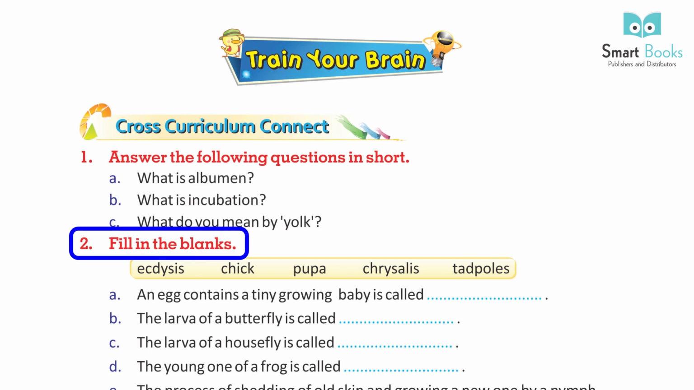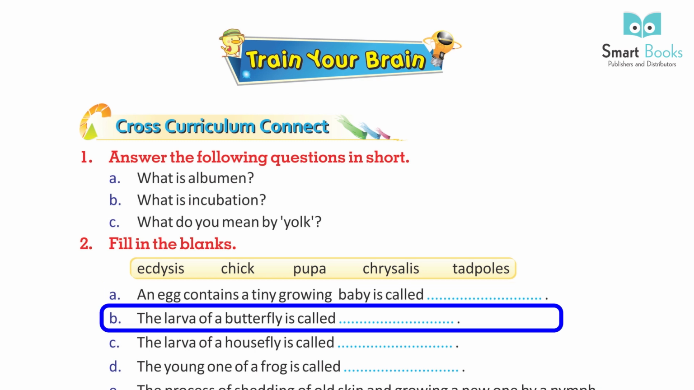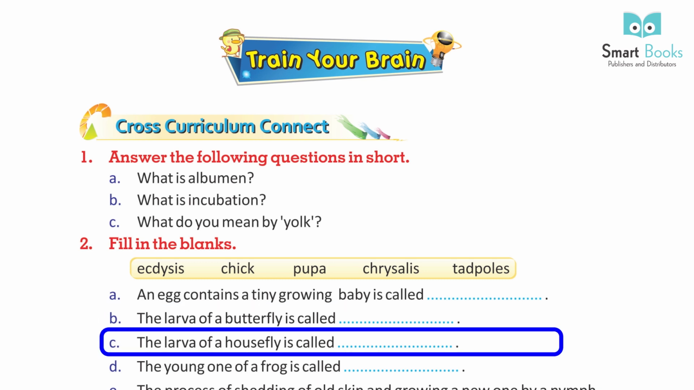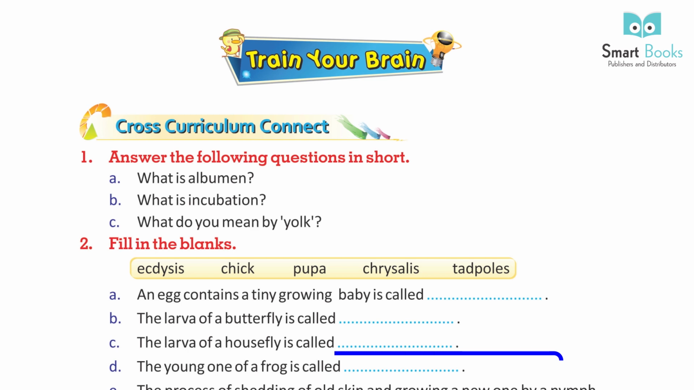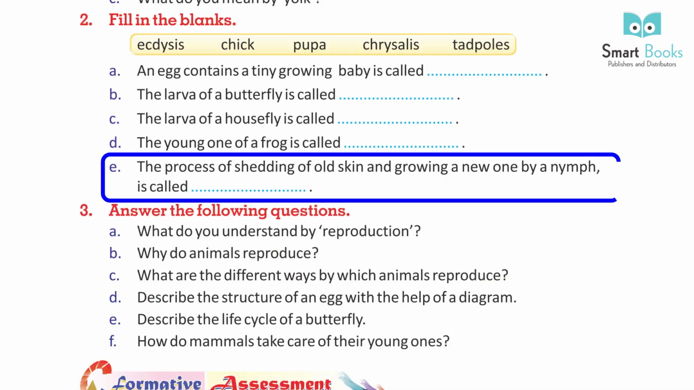2. Fill in the blanks. A. An egg contains a tiny growing baby is called dash. B. The larva of a butterfly is called dash. C. The larva of a housefly is called dash. D. The young one of a frog is called dash. E. The process of shedding of old skin and growing a new one by a nymph is called dash.